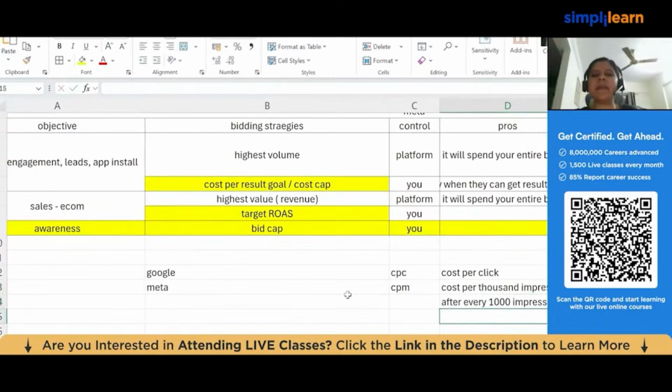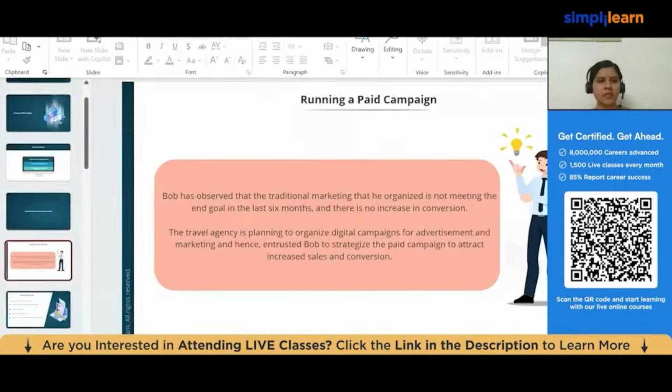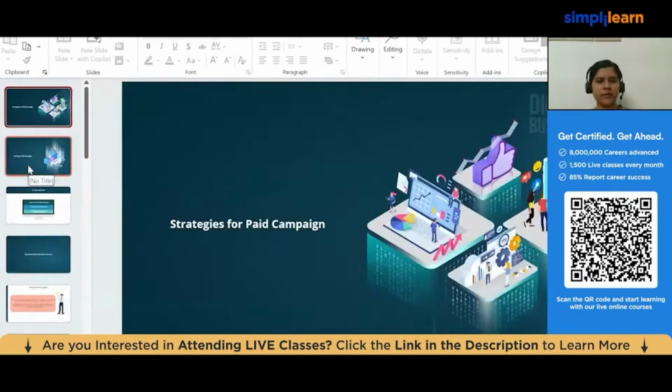So hence this bid cap bidding strategy exists. This bid cap strategy is nothing but how much you are willing to spend just to show your ad. So for your capstone, you would see a PPT.